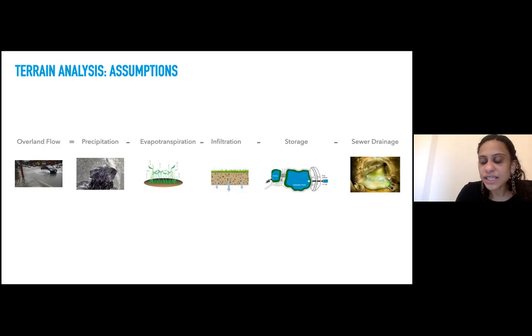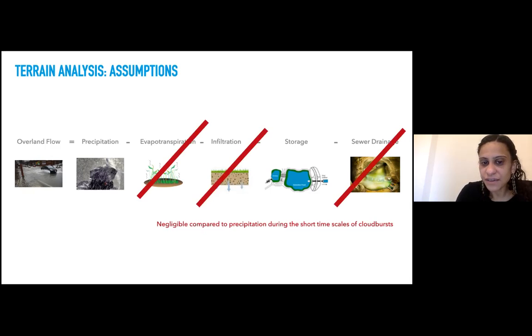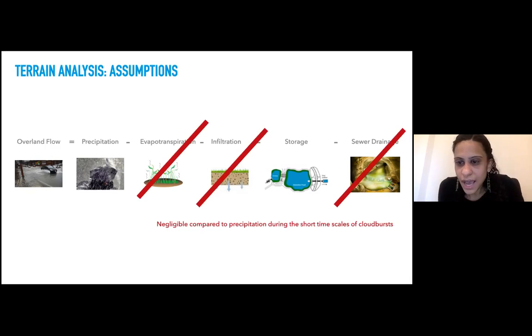But during these intense rainfall events, these cloudburst events, when you think about it, the performance of our sewer systems is obviously negligible relative to the rate of precipitation, but the rates of evapotranspiration and infiltration are also functionally negligible at short time scales. So we have to think about other approaches, and that really comes down to storage, how we can think about designing our landscapes to enhance storage.